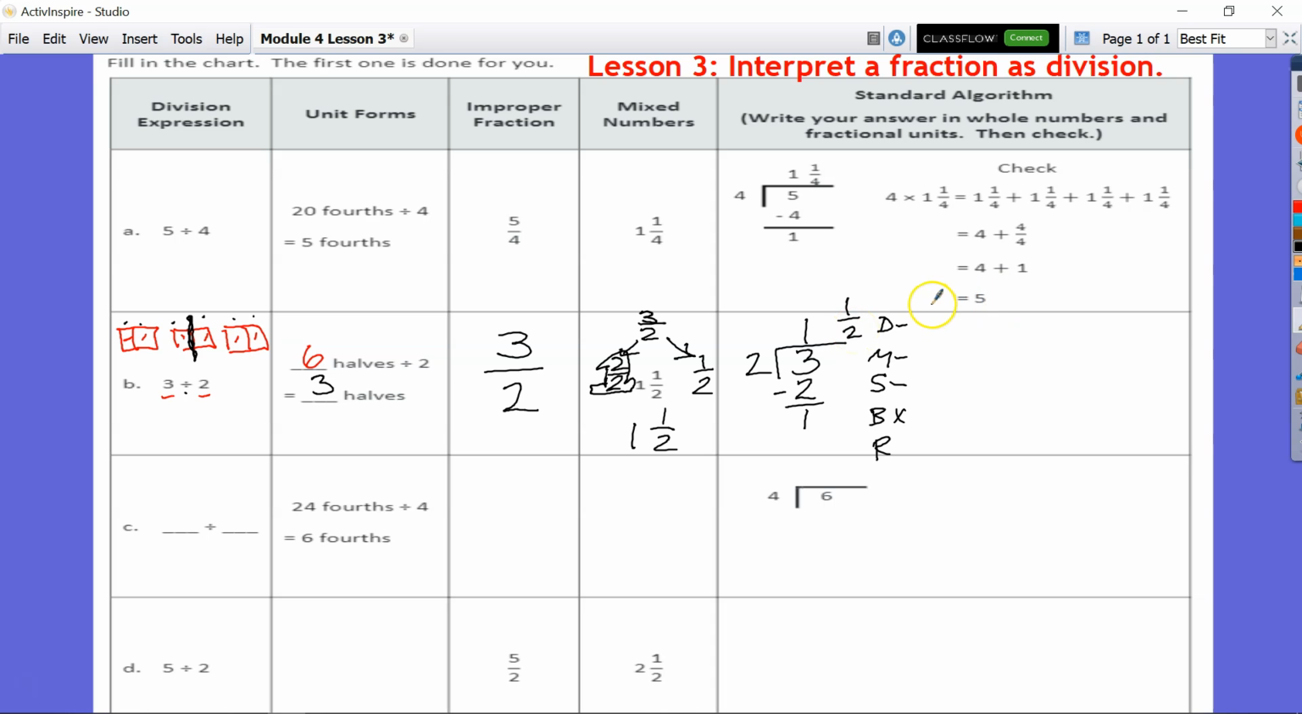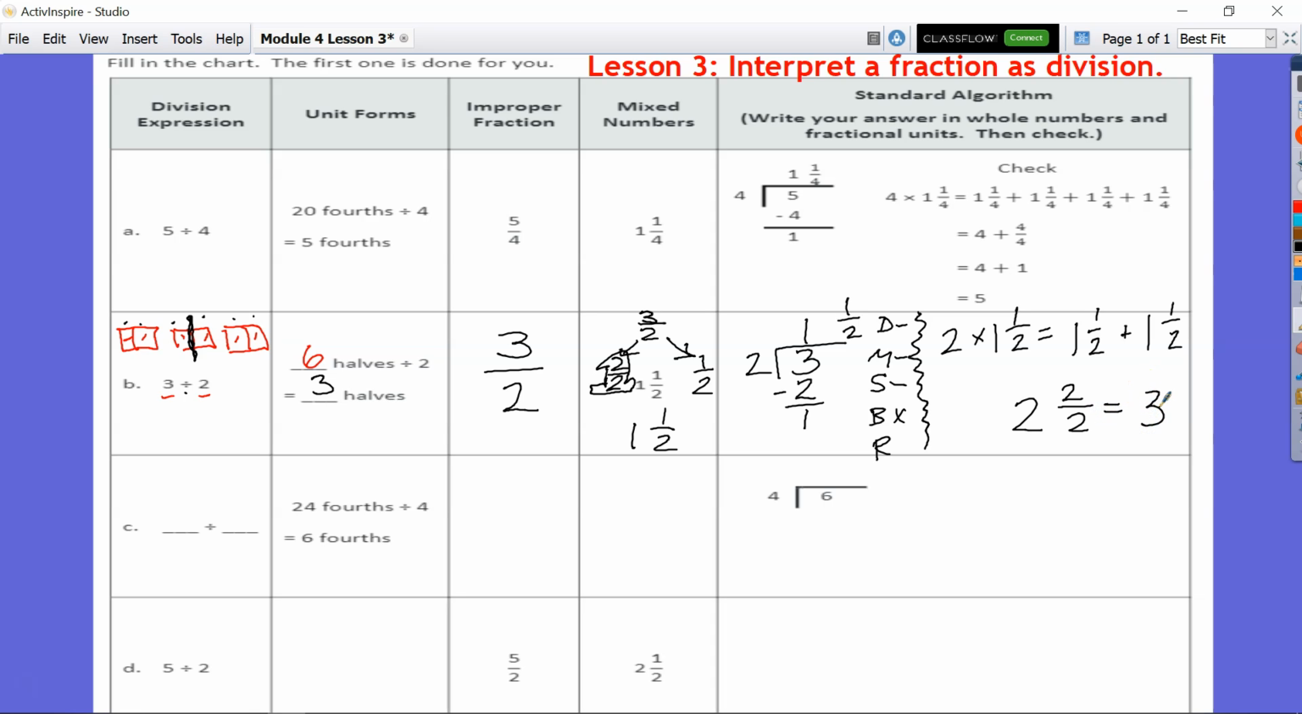For our check, let's go ahead and check that. We would simply say, well, we know that 2 times 1 and 1 half is equal to 1 and 1 half plus 1 and 1 half. We have 2 of them. Add our wholes. 1 plus 1 is 2. 1 half plus 1 half is 2 halves. That is equal to 3.